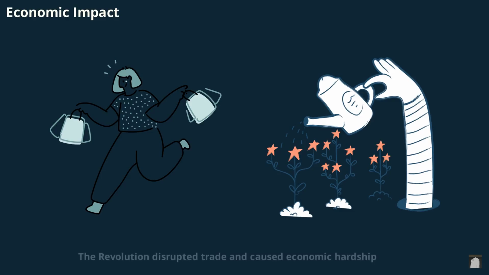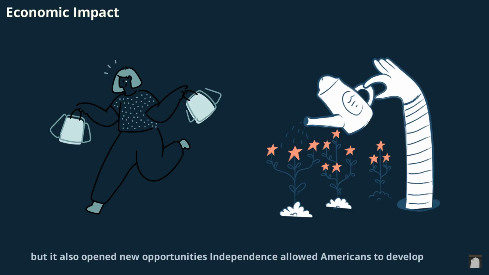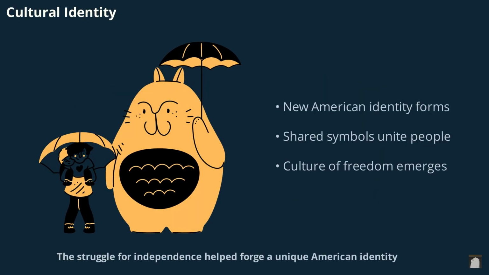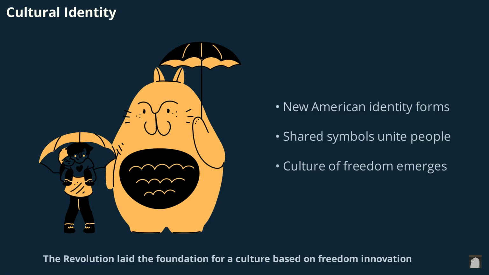The Revolution disrupted trade and caused economic hardship, but it also opened new opportunities. Independence allowed Americans to develop their own industries and trade relationships. Over time, the United States would grow into a major economic power. The struggle for independence helped forge a unique American identity. Shared experiences, symbols, and stories united people from different backgrounds. The Revolution laid the foundation for a culture based on freedom, innovation, and self-reliance.